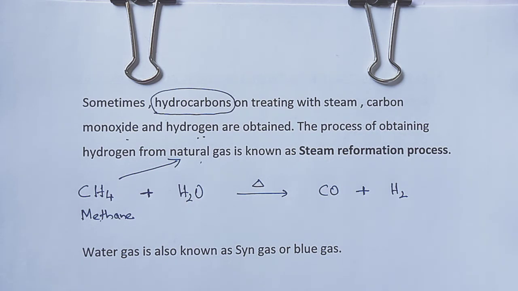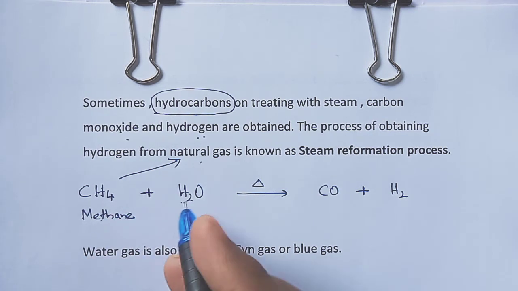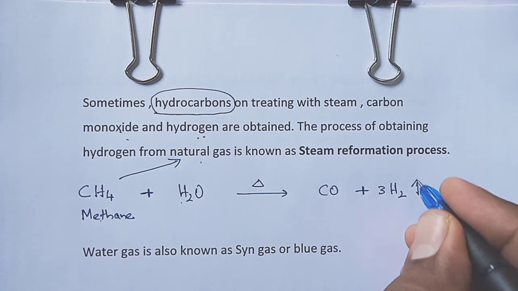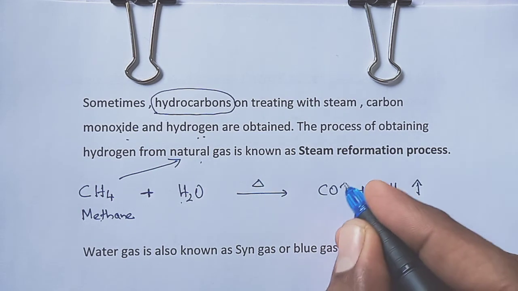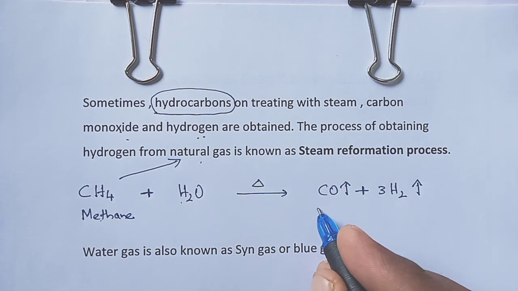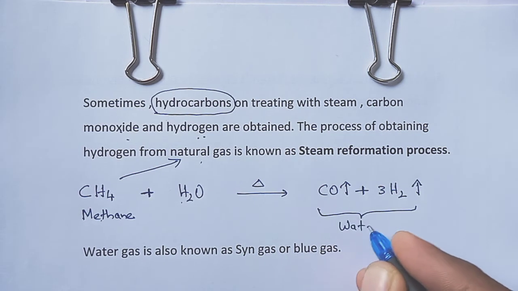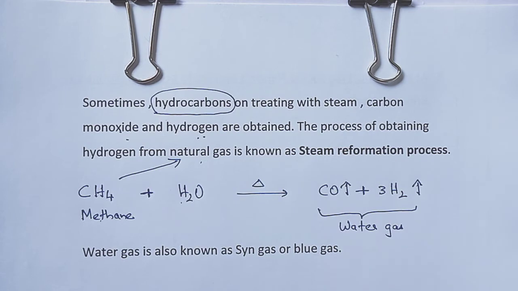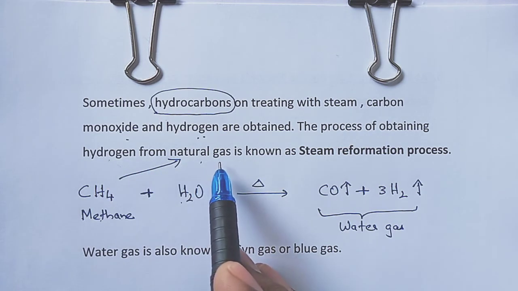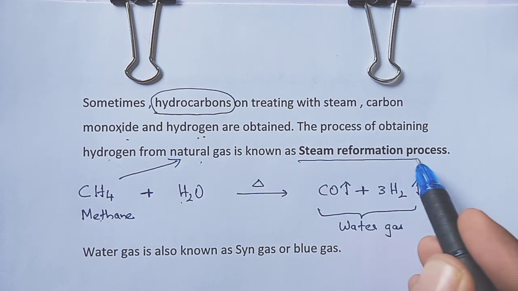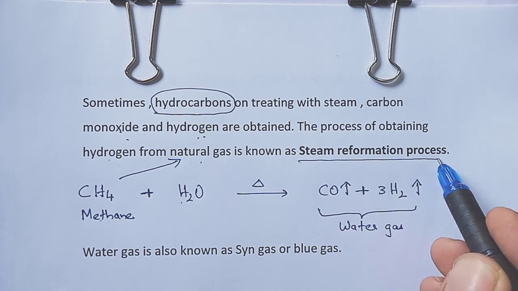Now let us do the balancing. Here there are 4 hydrogens and 2 hydrogens, 6 hydrogens, therefore put 3 here. 3 2s are 6. Hydrogen gas is produced. Carbon monoxide is also produced. This mixture of carbon monoxide and hydrogen is called water gas. This process of preparing hydrogen from natural gas, that is methane, is called the steam reformation process.